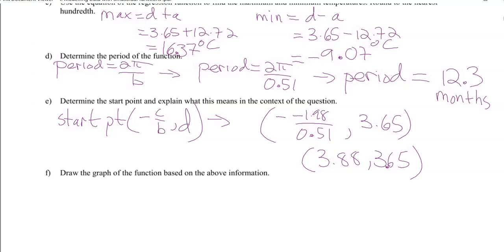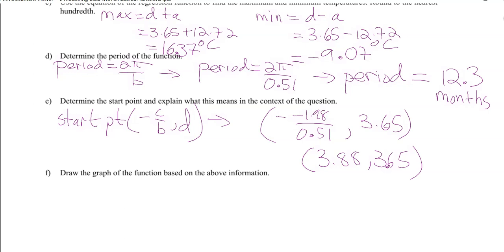Usually the first bullet is maybe asking you what the period is. In this case, you're just going to go with 2 pi divided by b, and it's 12.3 months, and that's what they're looking for. So a very easy calculation, or maybe just pulling one of the numbers out of the equation and explaining a little something about it. That's worth 1 mark. And then you have 3 parts, each worth 2 marks. So something like this: what does this start point mean?